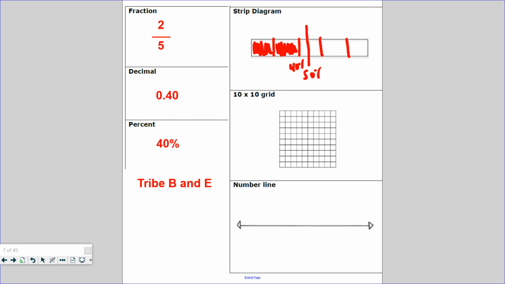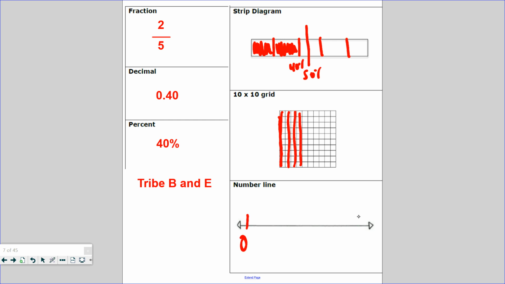Now let's shade in here. Let's shade in 40 hundredths: 10 hundredths, 20 hundredths, 30 hundredths, 40 hundredths. So in other words, I shaded 40% of this. And then on this number line, how would I represent 40 hundredths?